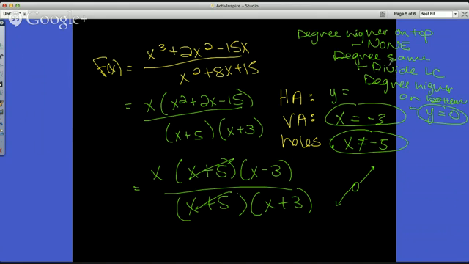Now, the only kicker with this is this. If it is none and it's 1 degree higher on the top than the bottom, what do we have? A slant asymptote. Now, I'm not sure if I'm going to put one on there or not. If there is, there will only be one of them. And I might just say, hey, find the slant asymptote of this. So I probably will do something like that.